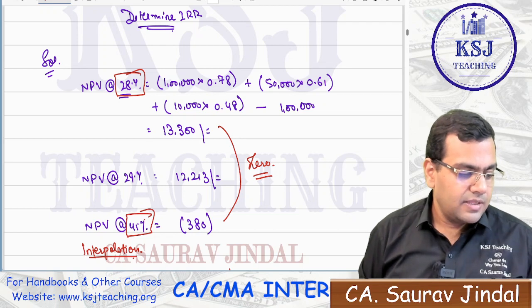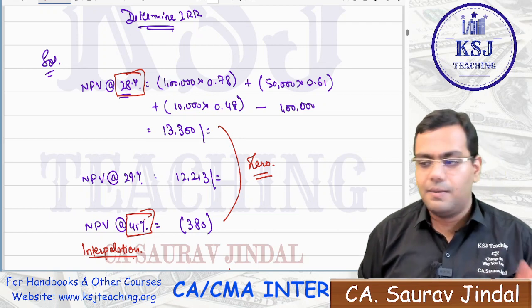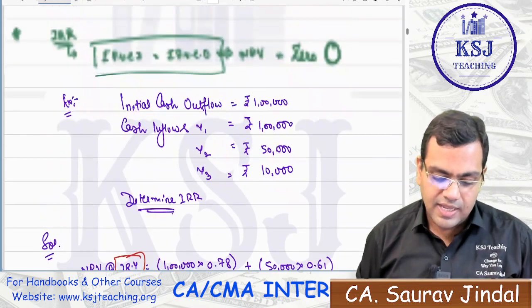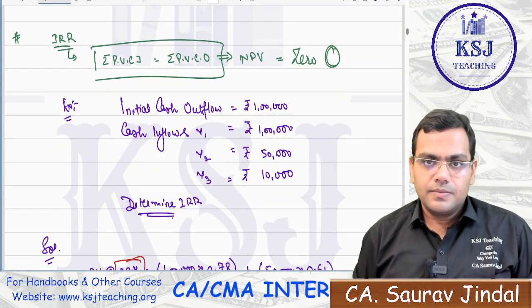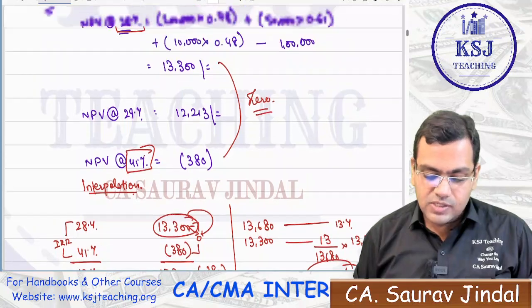Some variation can be there, but nothing to worry about it. So this is how the IRR will work. Clear? Now, there is one formula.